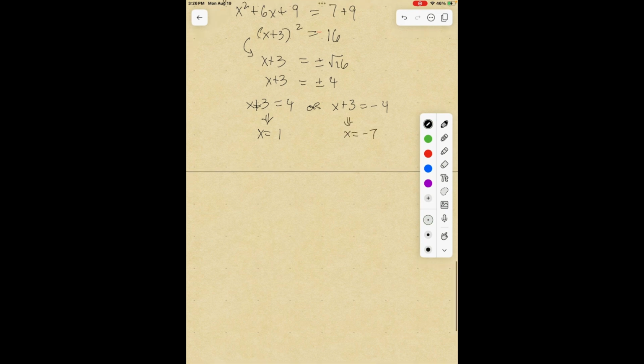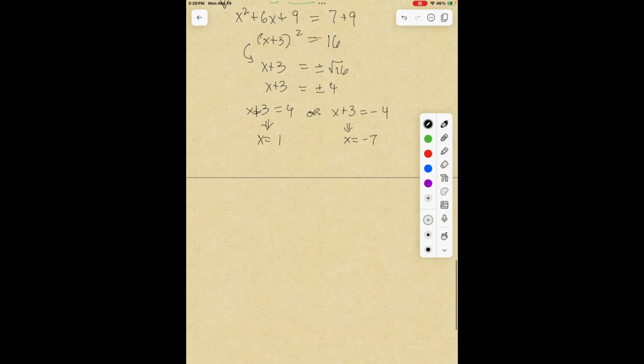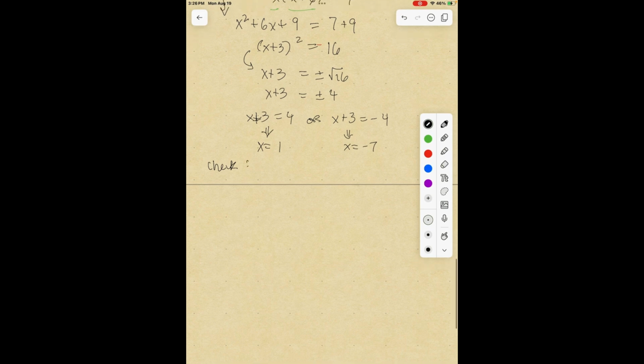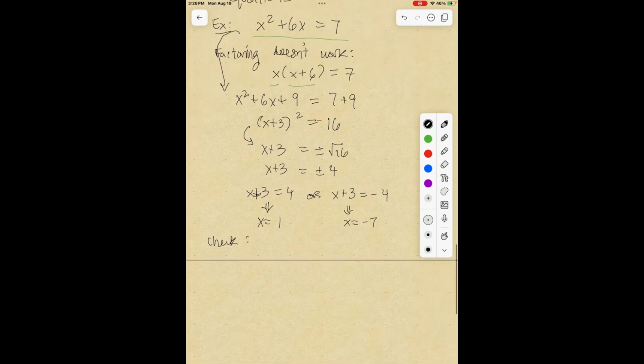And for good measure, we should check that these are actually solutions, because we didn't actually show that these work. We figured out that if x is a solution to this equation, then the only possibilities are 1 and negative 7, but we didn't actually check that these are solutions. So you just check. If you plug in x equals 1, and again we're plugging it into the original equation, 1 squared plus 6 times 1, is that equal to 7? The answer is yes, because on the left I have 7 equals 7.